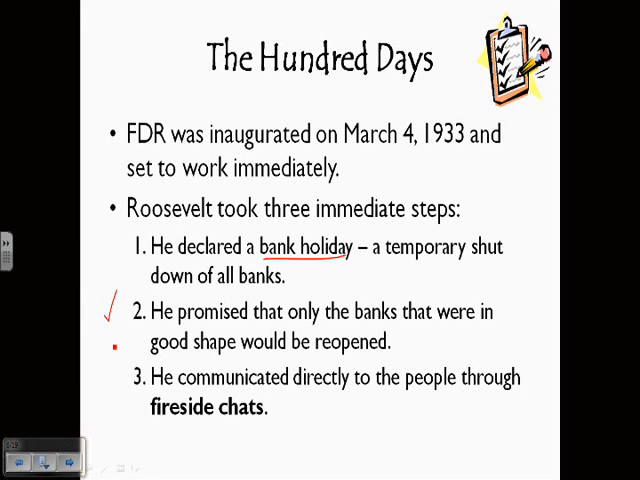And then the third one is a little different because it doesn't necessarily get into the economic side of it, but he has what are called fireside chats, where he would speak directly to the American people. He'd set up microphones in the White House, and he'd speak into each of the major news channels, and people would listen on the radio. He was making a personal connection with the American people, and he was telling them exactly what he was going to do to make their lives better. Now, up until this time, this was a step that no president before him had taken.